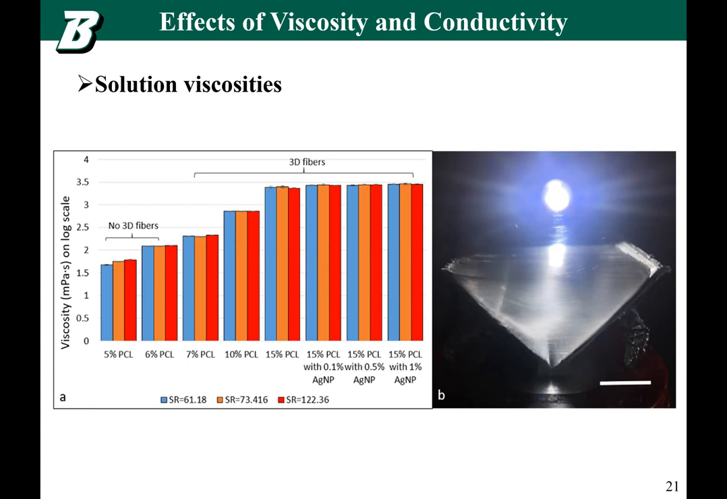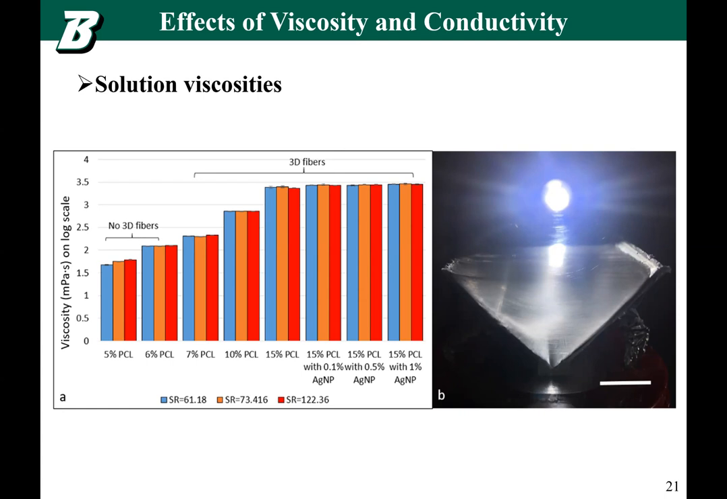So here is why we designed another experiment with different levels of solution viscosity, as well as different levels of solution conductivity. So how can we increase the solution conductivity? We incorporate different percentages of silver nanoparticles into our solution to increase the solution conductivity. As you can see, we have 5%, 6%, 7%, 10%, and 15% PCL solutions. And we found out that when the solution viscosity or concentration is lower than 7%, we cannot get fibers between the two bevels in 3D space. We can only get fibers onto the two bevels.